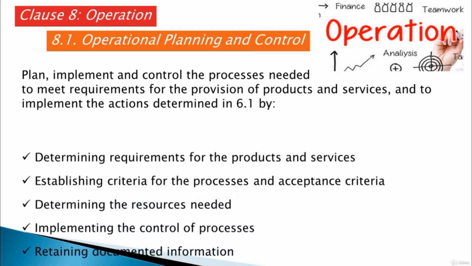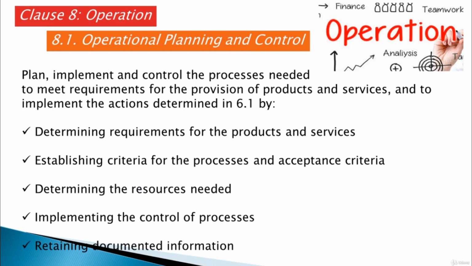This could be done by determining the requirements for the products and services, basically identifying the needs, and establishing the criteria for the processes and acceptance criteria, basically providing a system with which the organization shall work, and of course determining the resources needed, whether it's money, people, and equipment, implementing the control of processes, and of course retaining documented information.